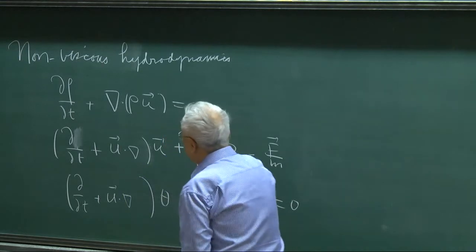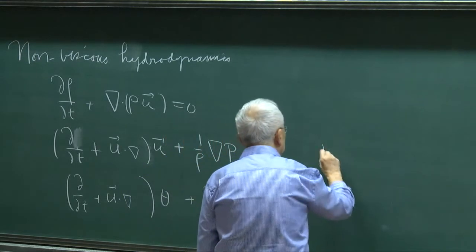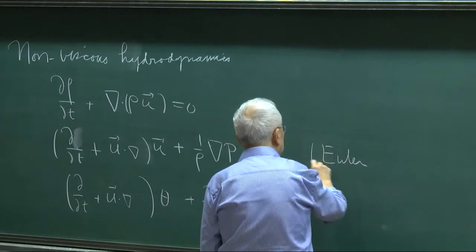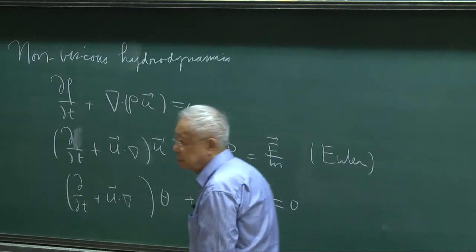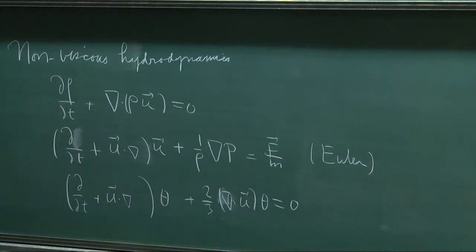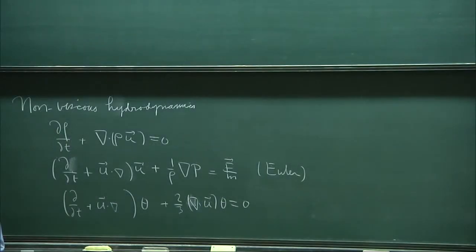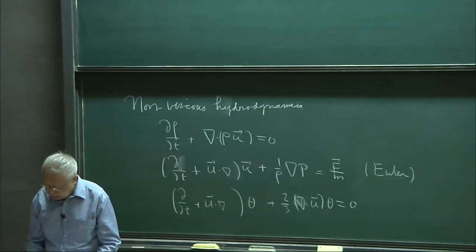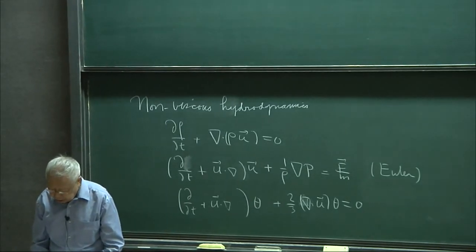So this is the continuity equation. This is called Euler's equation. And there's no heat transfer. So the temperature equation does not describe heat conduction. We can simplify it a little bit to review its physical significance.